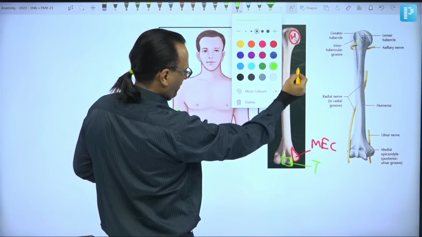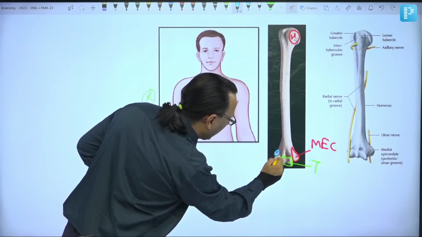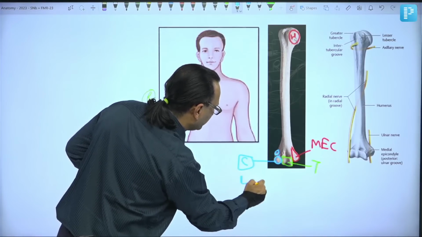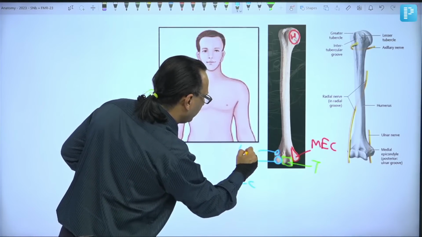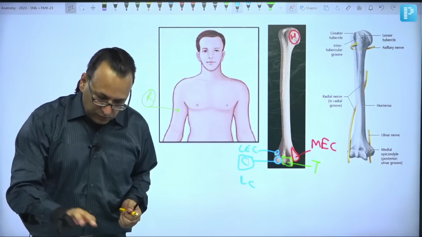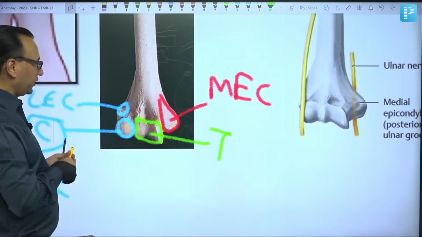So laterally we can use some other color. Say this is the lateral epicondyle and this is the capitulum. So capitulum or lateral condyle, over that you have the lateral epicondyle. I can zoom it a little bit. As you are doing that, now we have to find out some nerves related to it.